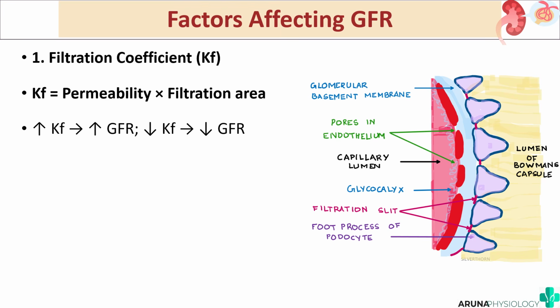First of all, the filtration coefficient. The glomerular capillary membrane has different layers which ensure that only the substances that need to be filtered pass through this filtration membrane. Large ions or charged particles will not cross this filtration membrane. Kf is basically permeability into filtration area. If the Kf is more, the GFR will be more. If the Kf is less, there will be lesser GFR. So Kf depends on permeability and filtration area. Now what does permeability depend on?